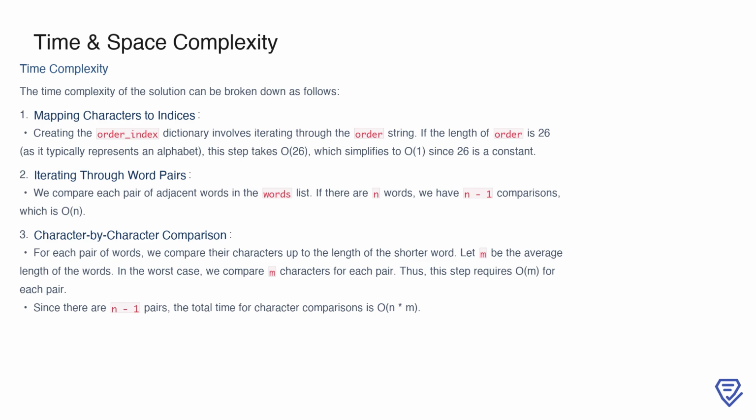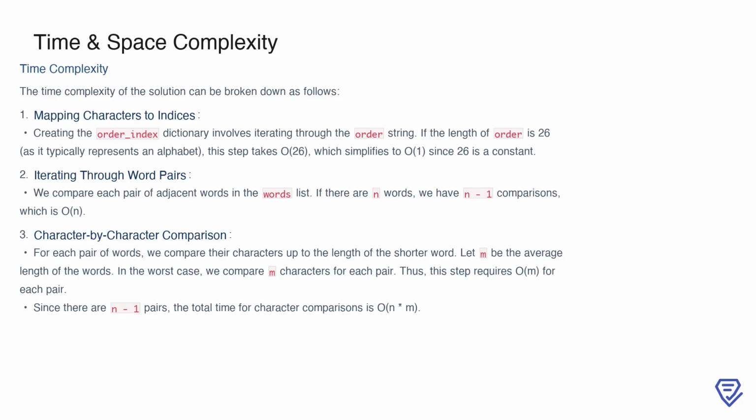To analyze the time complexity of our solution, let's break it into distinct steps. First, we need to create a mapping of each character in the alien order to its index, using the order_index dictionary. Since the order string typically represents an alphabet with 26 characters, this step is constant time, O(1). Next, we iterate through the list of words to compare each pair of adjacent words. If there are n words, we perform n-1 comparisons, resulting in O(n) for this step.